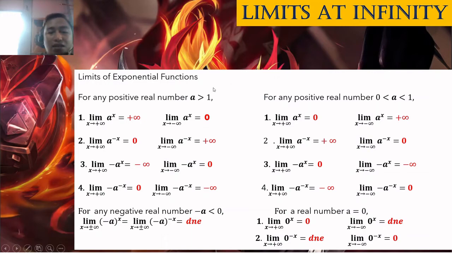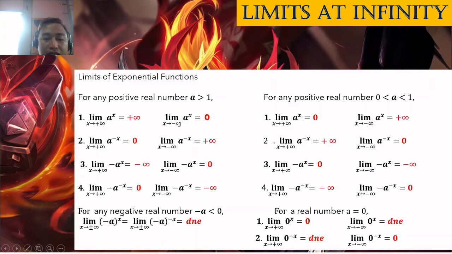So if a is greater than 1, class, okay, for example, 2. Okay, 2 to the power of x. Class, for 2 to the power of x, imagine x approaches infinity. So your values of x are very large. It goes to positive infinity, right? Correct. Okay.